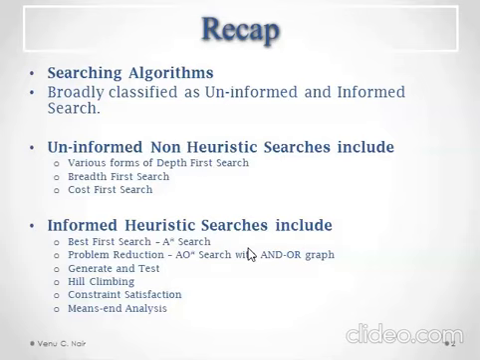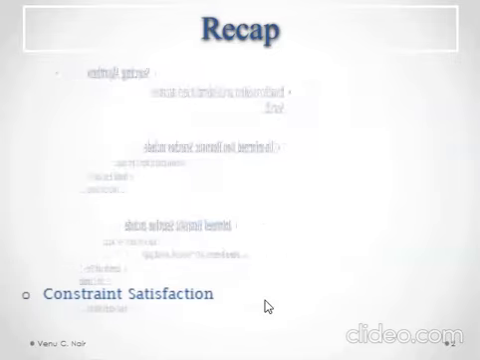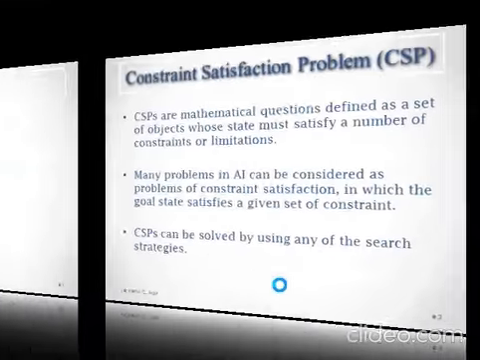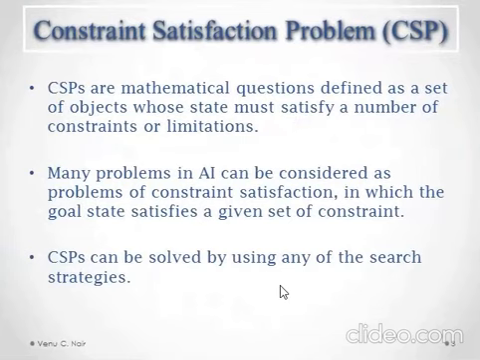Now we are left with two more algorithms in heuristic searches or informed searches. They are constraint satisfaction and means-end analysis. For the time being, we will be considering constraint satisfaction. It's called by the name CSP, meaning constraint satisfaction problem. Constraint means some conditions to be followed while making operations. So I'll be using the term CSP in future.